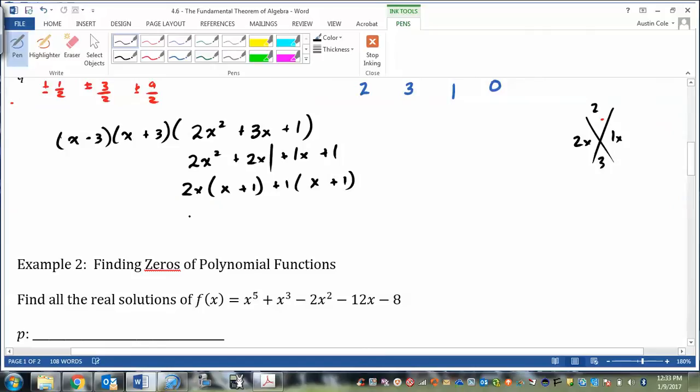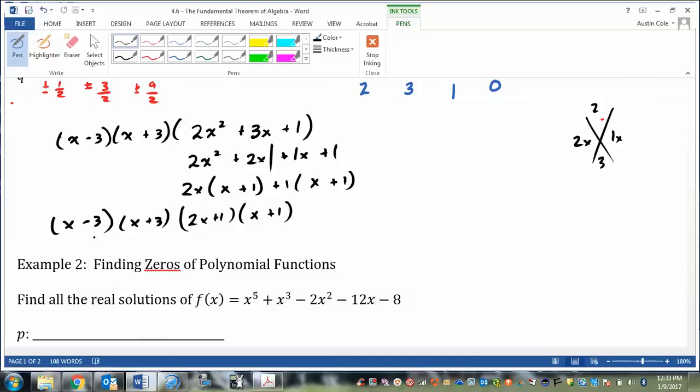My 2 factors are 2x plus 1, x plus 1, and don't forget my 2 others that I found earlier, x minus 3 and x plus 3. So, I've got 4 answers, which I said to be true earlier. X is going to equal 3, x equals negative 3, x is going to equal negative 1, and x equals the opposite of that number divided by that number, negative 1/2.